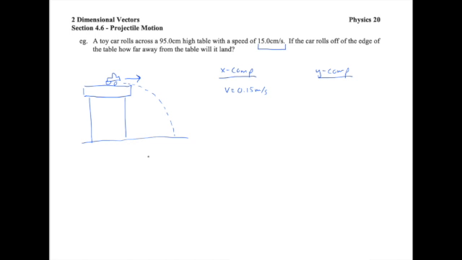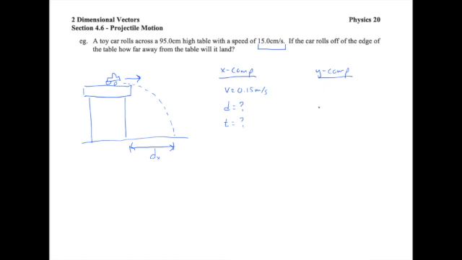For the rest of it, I don't know how far from the table it's going to land. That's what I'm looking for. So I am going to need to solve for that horizontal distance. So my d, that's what I'm going to be looking for. I also don't know what my time is, because I'm not given that in the question. So I don't have enough information to solve for time yet. But if I know what time is, then this d value is going to be easy to solve for.